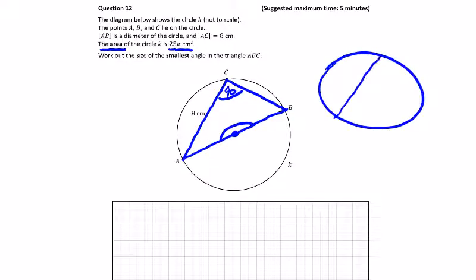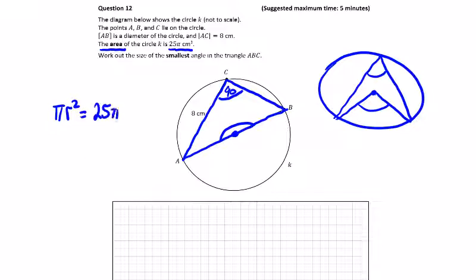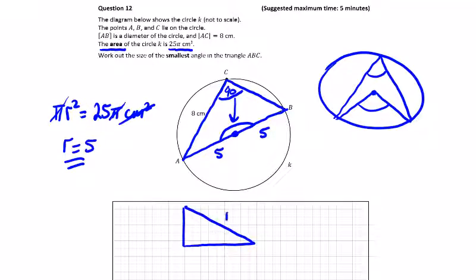Similarly, for any angle standing on an arc, it doesn't have to be the diameter that goes through the center, this angle will be twice this angle. It's one of the old theorems. So let's take the area of a circle. Pi r squared is equal to 25 pi centimeters squared. I'll just leave out the centimeters squared for a sec. Cancel my pi's. R squared is 25, so r is equal to 5. So I have 5, 5. So I have a right angle triangle where the side opposite the right angle is 10.